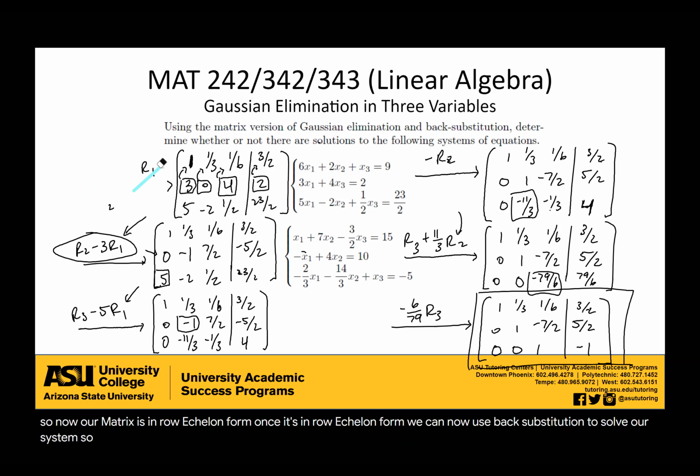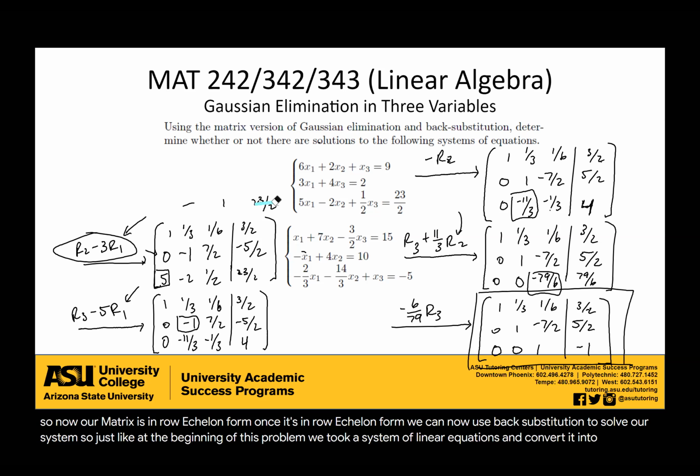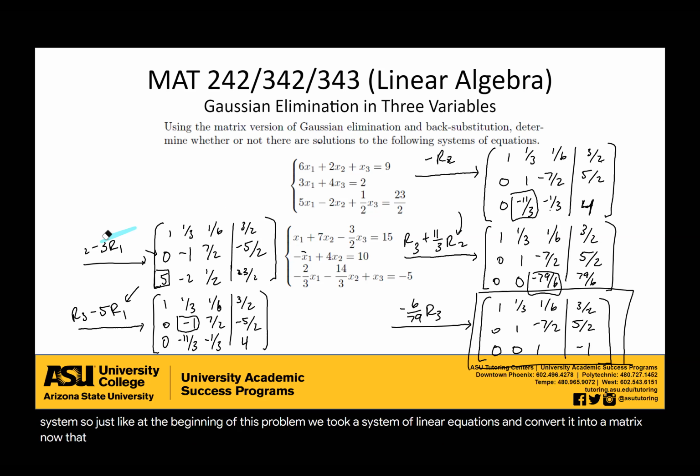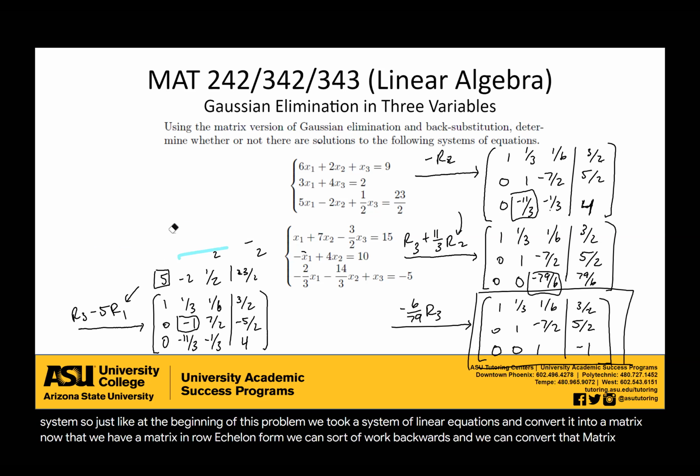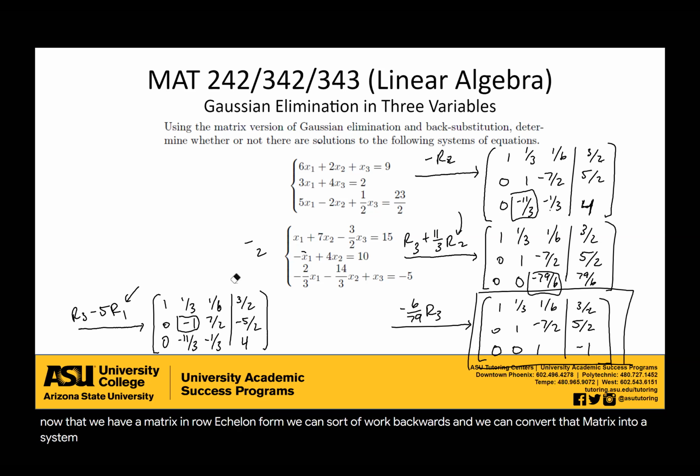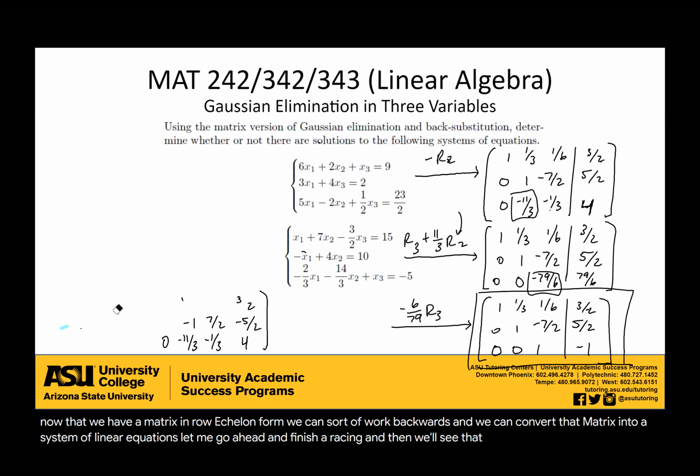So just like at the beginning of this problem, we took a system of linear equations and converted it into a matrix. Now that we have a matrix in row echelon form, we can sort of work backwards, and we can convert that matrix into a system of linear equations. So let me go ahead and finish erasing, and then we'll see that in action.